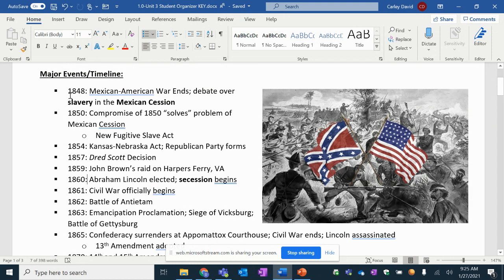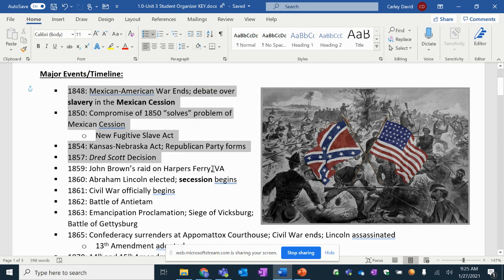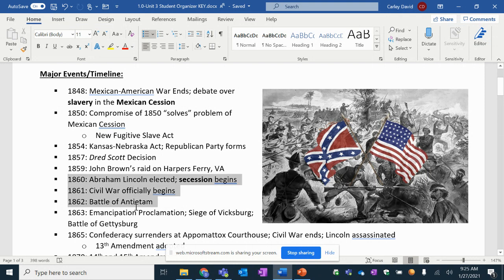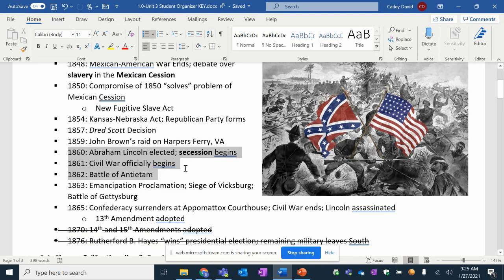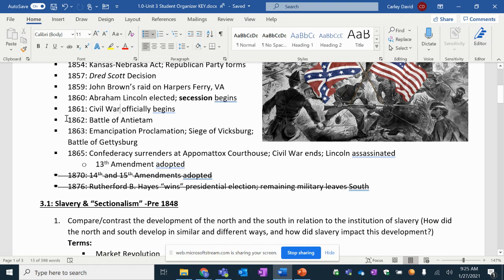So this time period is one chunk that you want to think about up until Abraham Lincoln's election, which is where the Civil War starts. It officially begins in 1861 with the attack on Fort Sumter in South Carolina. We didn't talk about that event in depth, but that's what starts it off. 1862 is the Battle of Antietam. If I put it on the timeline, it means it's probably pretty significant, so it's going to show up again. Make sure you know why that battle specifically is significant.